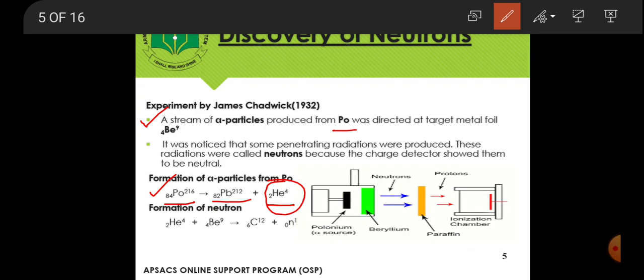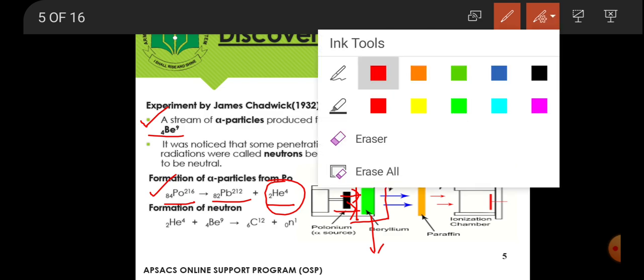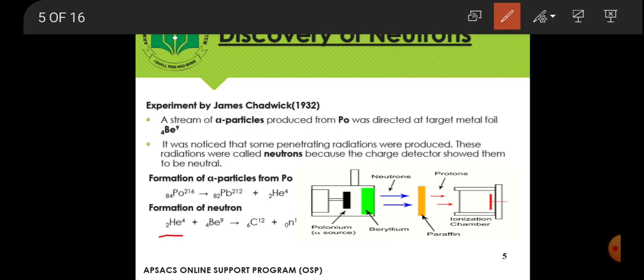The alpha particles were directed on a metal foil, and this metal foil is beryllium. It is a target metal, and the alpha particles were directed on this target metal foil, that is beryllium. And it was noticed that when these alpha particles were targeted on beryllium, they produced neutrons. Carbon nuclei was also produced, and neutrons were also produced.